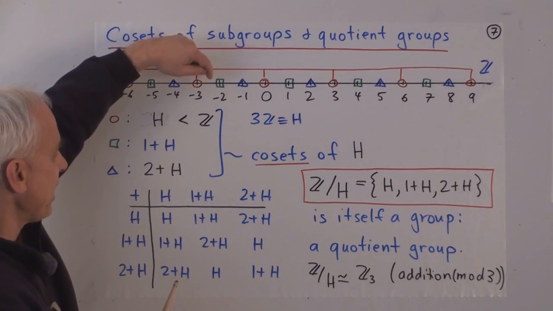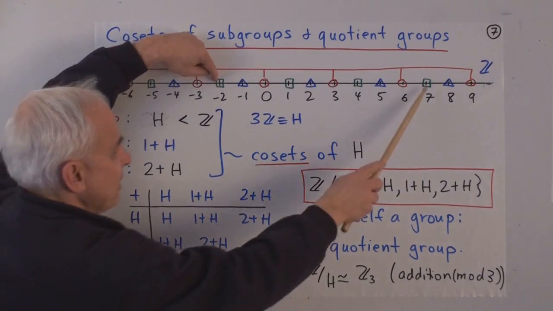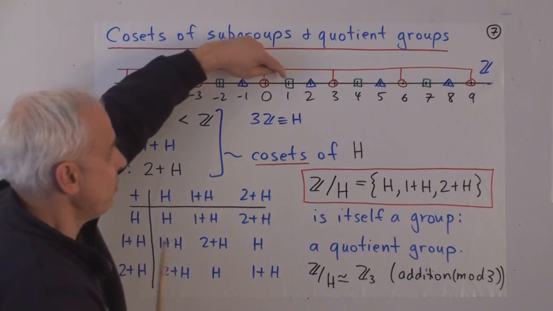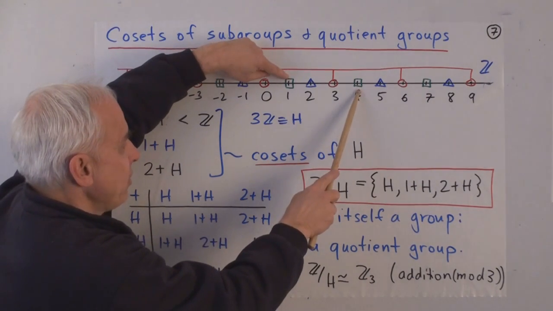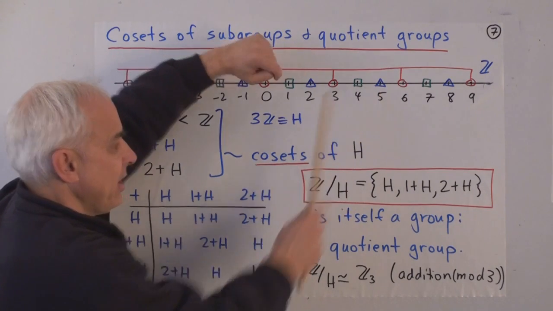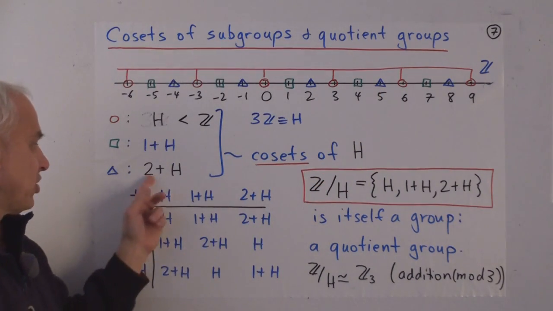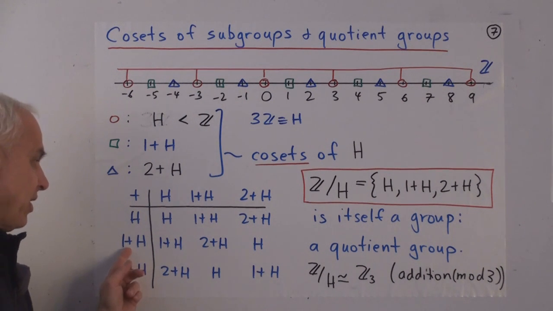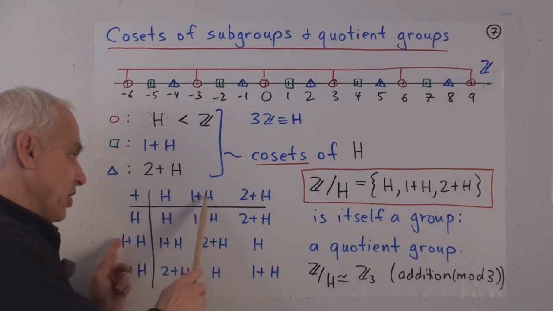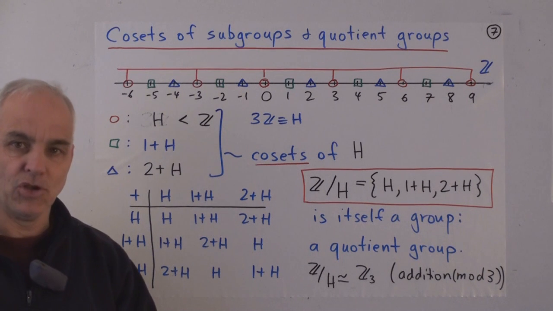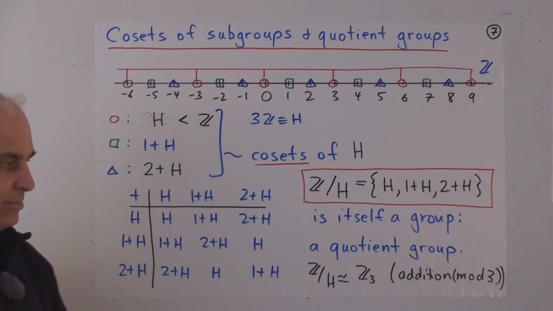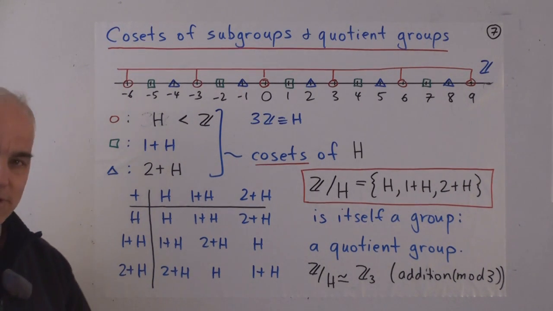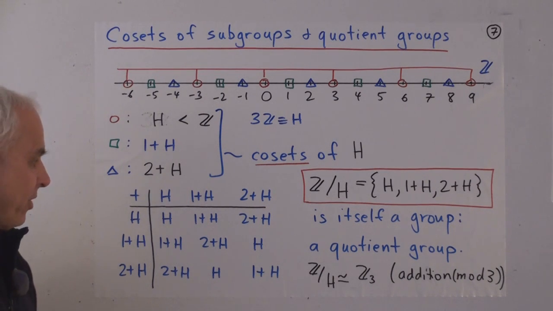And it's not necessary that I chose minus 2 and 7. I could also have chosen 1 and 4. If I add those, I get 5, still in the coset 2 plus H. So you take any element in 1 plus H and any element in 1 plus H, you add them, you're going to get something in 2 plus H. And it's sort of an easy exercise to convince you that's going to be generally true.